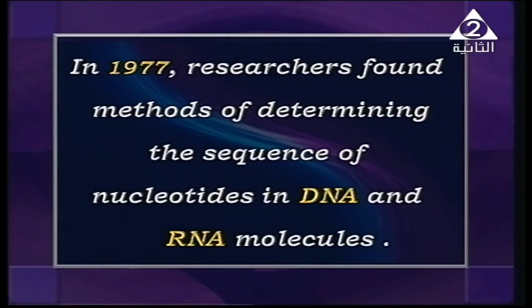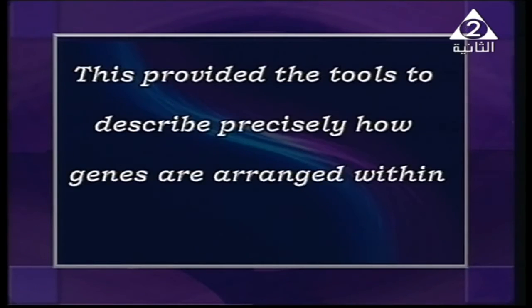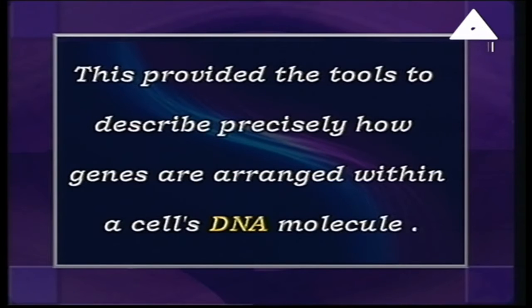In 1977, researchers found a method of determining the sequence of nucleotides in DNA and RNA molecules. This provided the tools to describe how the genes are arranged within the cell's DNA molecules.